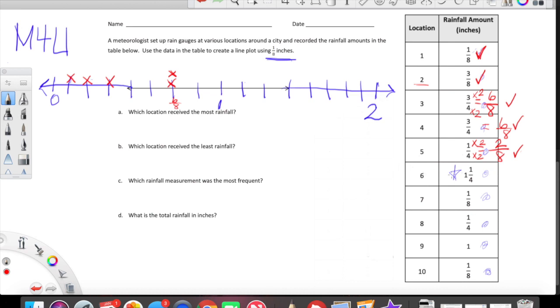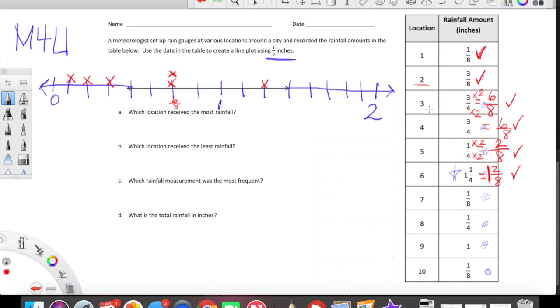Let's look at location 6. Location 6 has a denominator of 1. I'm so sorry. Location 6 has a denominator of 4. It's 1 and 1/4. What is 1/4 equal to? Well, I actually just figured out that 1/4 is equal to 2/8. That's an equivalent fraction. So 1 and 1/4 is also equal to 1 and 2/8. So I can go ahead and plot that location 6 rainfall amount on my graph here. So here's 1 whole. 1 2/8 is right here, and I'm going to show that with an X. Beautiful. I have location 6 labeled.